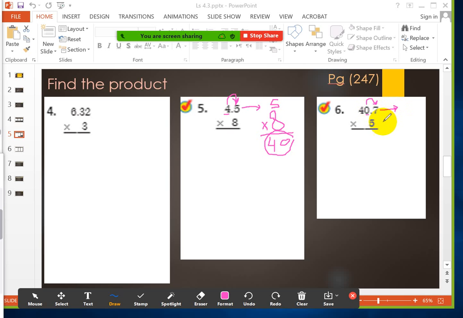So I will estimate the product here. 40.7 tenths. I want to round to the nearest whole. This is the ones digit. After the ones digit, I have 7. 7 is greater than 5, so I have to add 1 to the 0, so it will be 41.